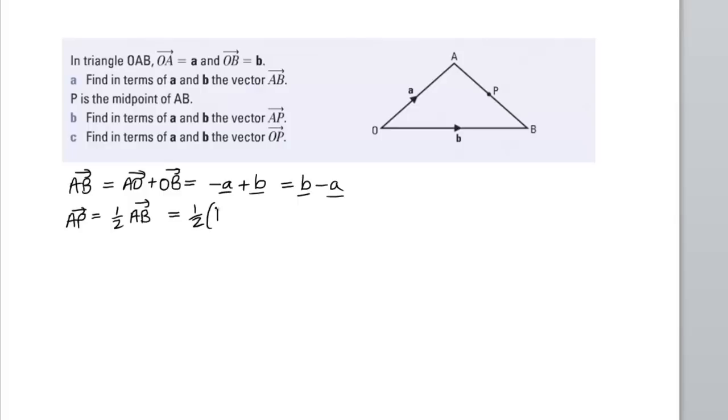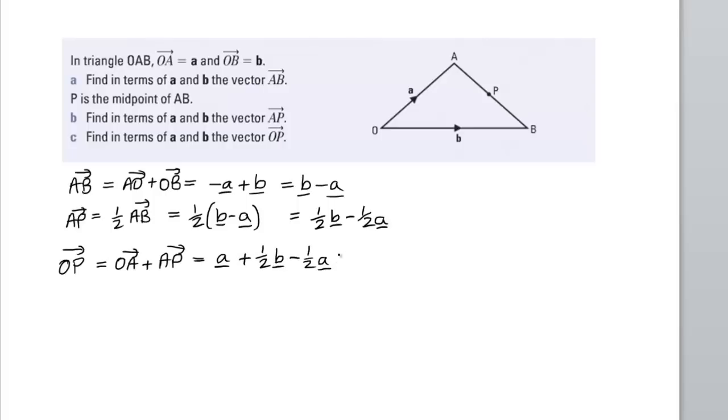So this is a half of brackets B take away A, which we could leave as that or write separately as half B take away half A. So OP, the position vector if you like, of P would be OA plus AP. Vector questions like this very much rely on previous parts of the question, so don't start all over. Use what you have previously done that's useful. So what we have here is a half of A add a half of B.